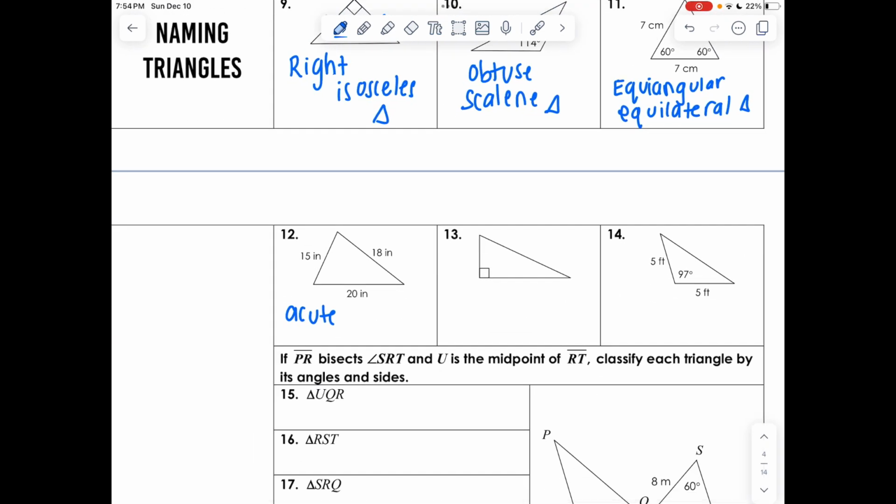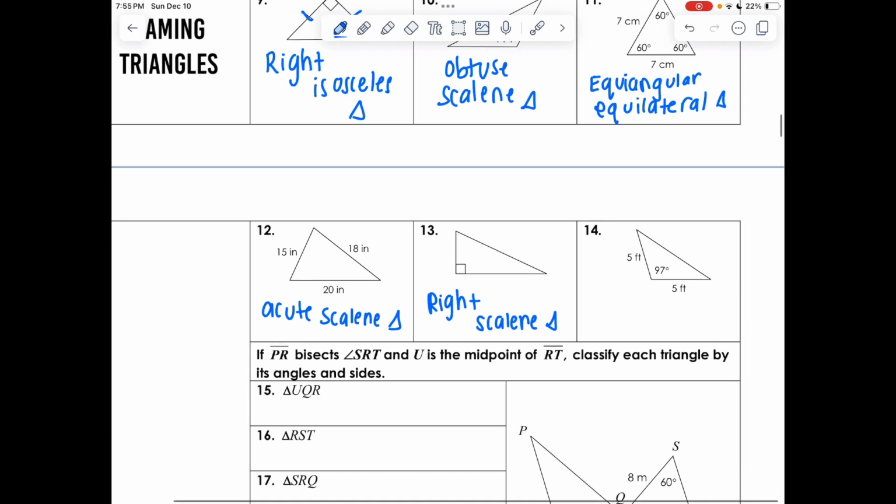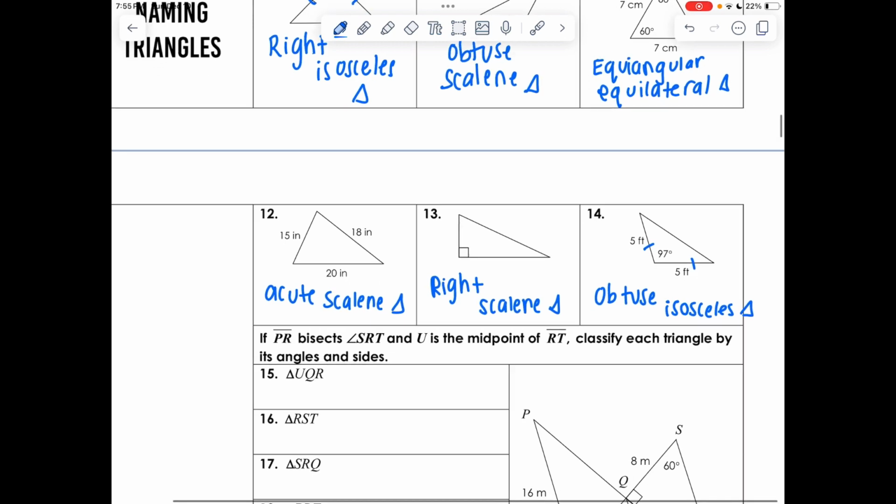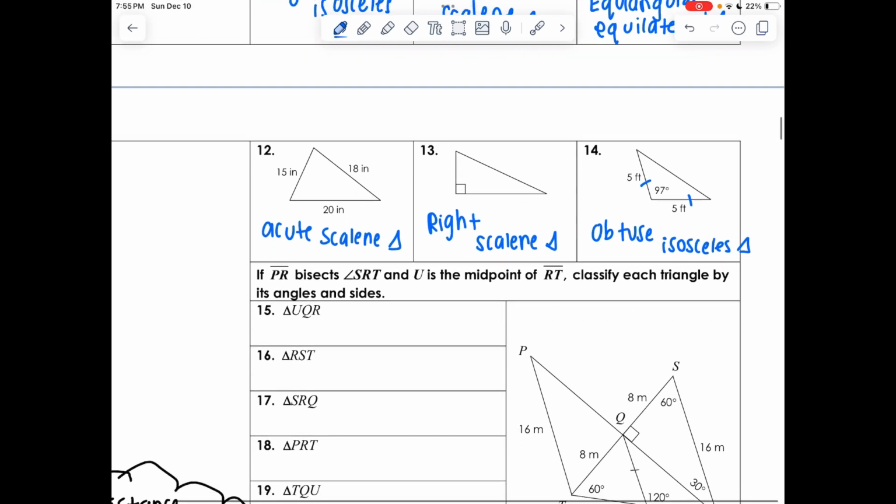And all sides are different, so scalene. This is right, scalene, and obtuse because 97 is greater than 90. Isosceles because both of these sides are 5, right? So that means that they're equal. Sorry, I know that was fast, but you guys probably understand that.